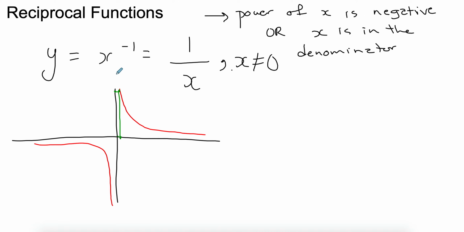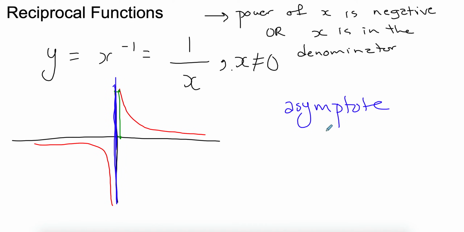Either y goes up to positive infinity or negative infinity. But there's no y value for x equals 0. So if my input is x equals 0, there's no output. And you can conclude that this vertical line has no solution. So this is called an asymptote.